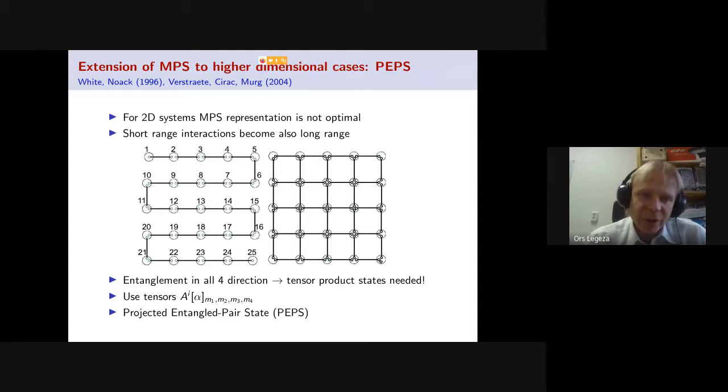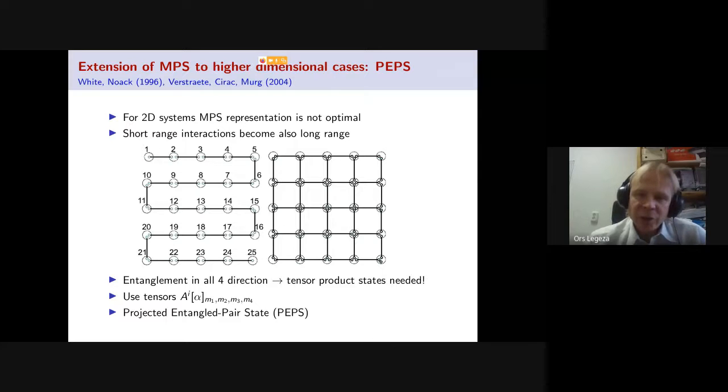Okay, so extension of the DMRG for higher dimension networks in physics already happened in the past. And of course, the simplest was to take a 2D system and go through the system like a snake. And this was done by Steve White and Reinhard Noack. But in this case, the short-range interactions become long-range. And of course, this generates a lot of entanglement, so that you need very large ranks to represent your system.